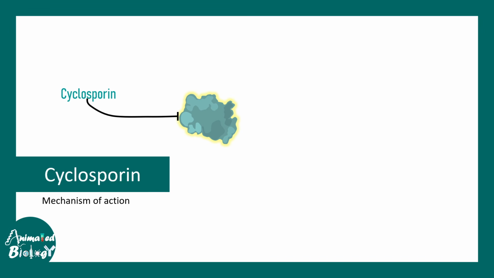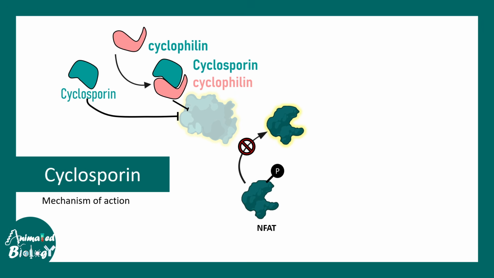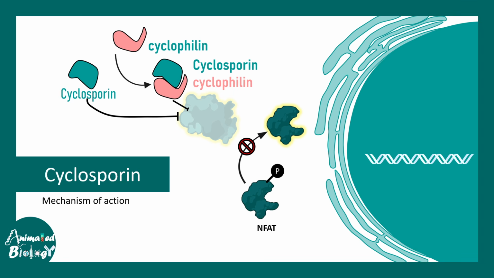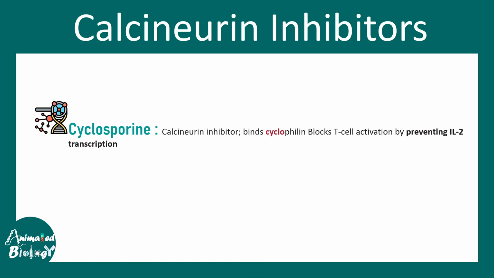So cyclosporin, just to summarize, interacts with a component known as cyclophilin. This cyclosporin and cyclophilin complex together inhibit calcineurin, which is a calcium dependent phosphatase. Already we understood this calcineurin was crucial for NFAT activation. In absence of calcineurin activity, NFAT would never be activated. NFAT would never go to the nucleus and not transcribe the interleukin 2 gene. Just to summarize everything, cyclosporin is a potent immunosuppressive agent which acts via preventing interleukin 2 transcription.